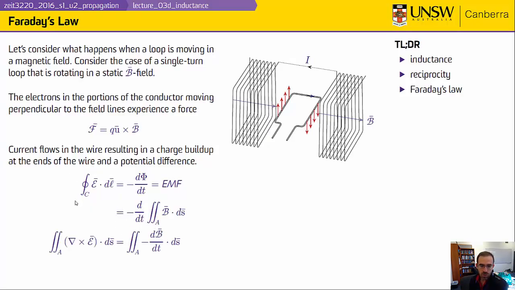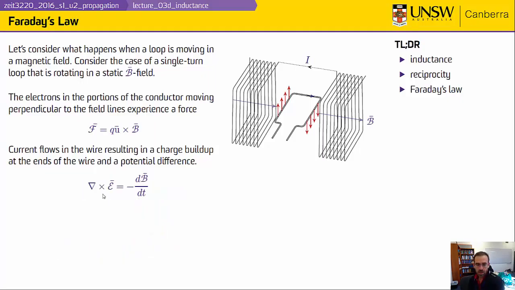I know from Stokes' theorem that I can convert this circuit integral into this integral of a curl, and I can swap this area integral with the time derivative, and I have this expression here. Since these two integrals must be equal for any area A, I end up with this form for Faraday's law, which is actually going to be one of the Maxwell's equations.